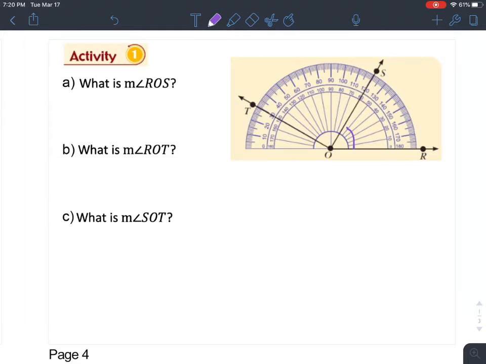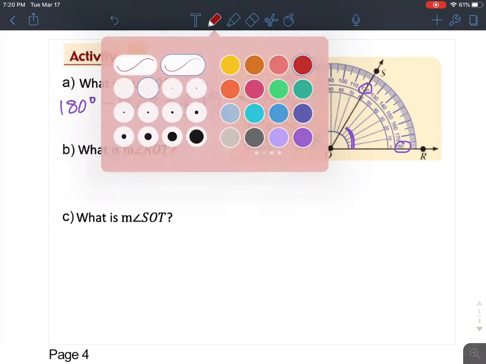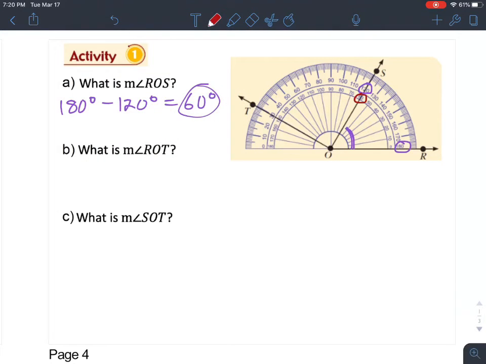So the first one, angle ROS, is that angle right there. We have 120 degrees and 180 degrees. If we did 180 minus 120, that gives us 60 degrees. And actually, after I picked 120 and 180, you could see below as well, we had 60 and 0, and we could have figured out it was 60 that way as well.